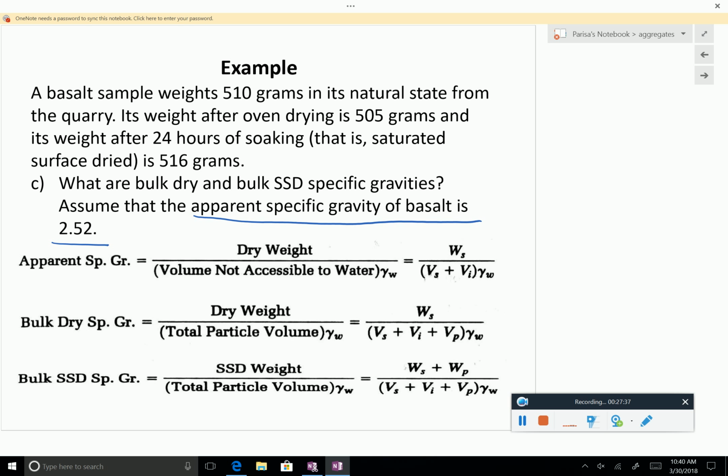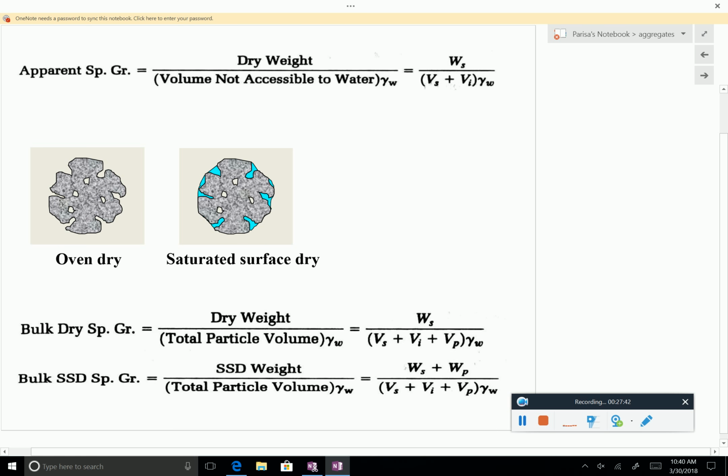You don't need them individually. Right? So this is Vs, this is Vi, and the volume of pores outside is V sub P. You can start doing this. I go back. So these are the definitions. Vs is just the volume of aggregate, let's say if you had a way to separate it from the impermeable void.